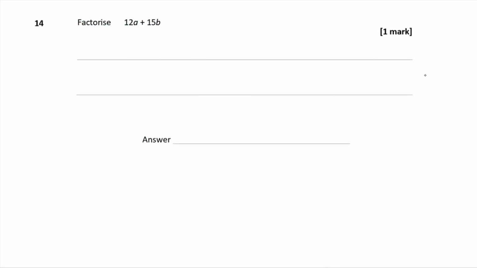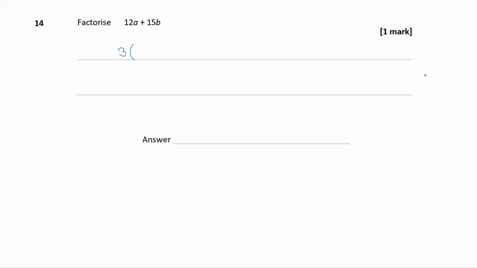Question 14, factorize 12a plus 15b. Now you can see a and b are different, so they're not going to be able to factorize, are they? But 12 and 15 share a common factor. They're both in the 3 times table. So I can take 3 out because 3 goes into 12 and 3 goes into 15.